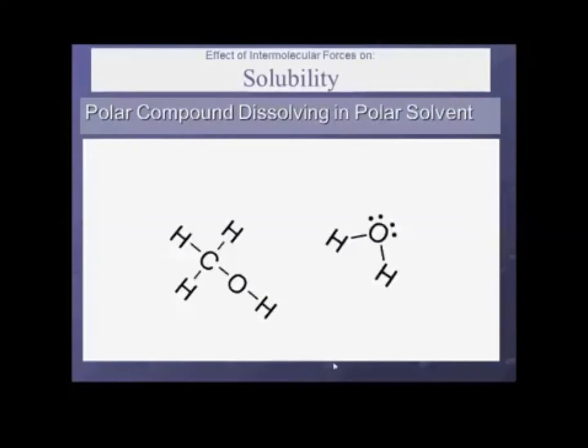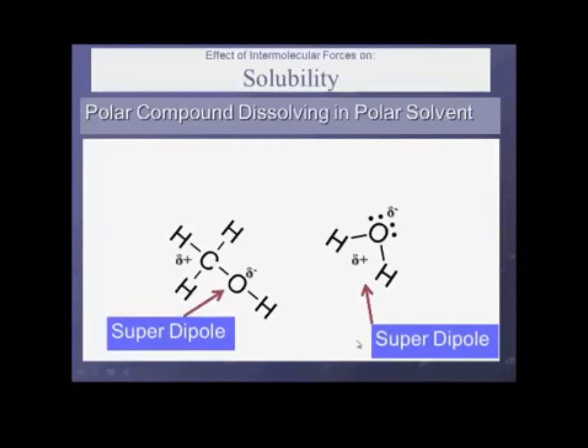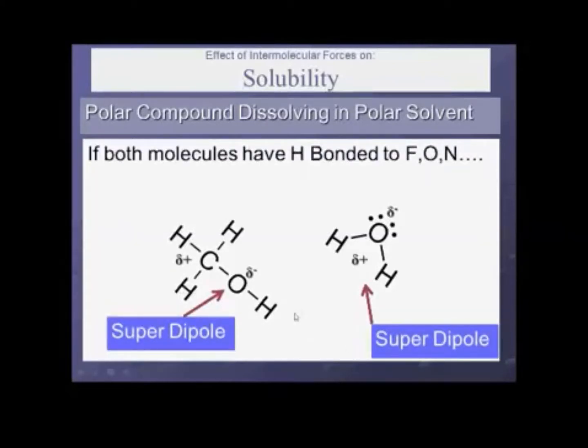Now what if I have something polar and I'm trying to mix it with a polar solvent such as water? So here we have methanol and water, and both of these guys are very polar. In fact, we can see that we have a super dipole because each of these has a hydrogen bonded to a fluorine, oxygen, or nitrogen. In this case it's both oxygen, and so we have this super dipole in both of these molecules.